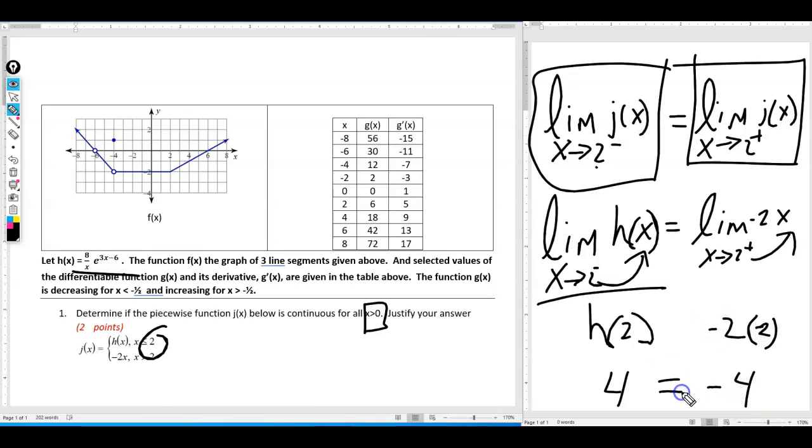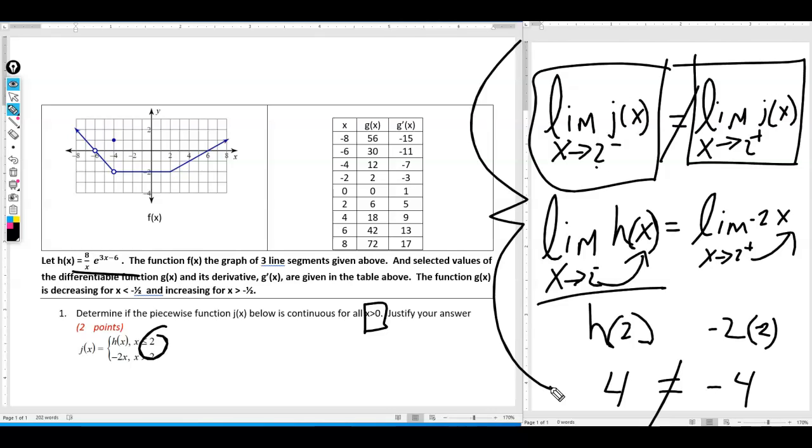As you guys can see, they're both 4, but they're not the same. One's positive, one's negative. So the limit from the left and the limit from the right are not equal to each other, and therefore the limit does not exist. Now you would still have to show all your work that I've been writing here, right?